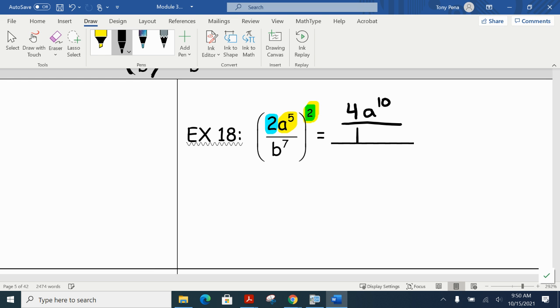All right, same thing in our denominator then. This is b to the 7th, and then that's raised to the power of 2. So just like Amarian just said, we're going to multiply those. 7 times 2 should be a 14. All right, so power raised to a power, you actually multiply them. Okay?